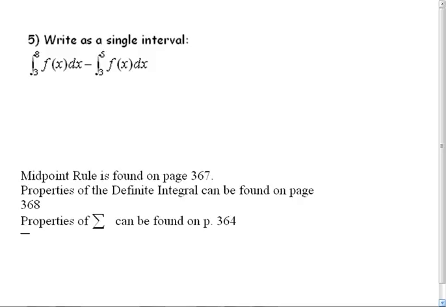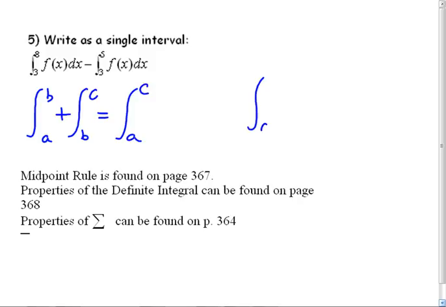Write that as a single integral. There are properties of integrals. If you have the area from A to B, and then take the area from B to C, can I write that as a single integral? That's A to C. Also, here's another property. If I have the integral from A to B, how does that relate to the integral from B to A? It's negative. So this is 3 to 8 and then 3 to 5.